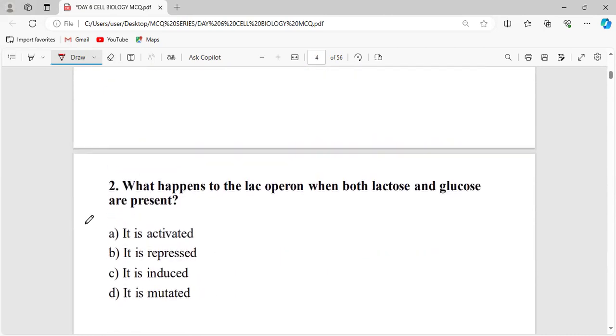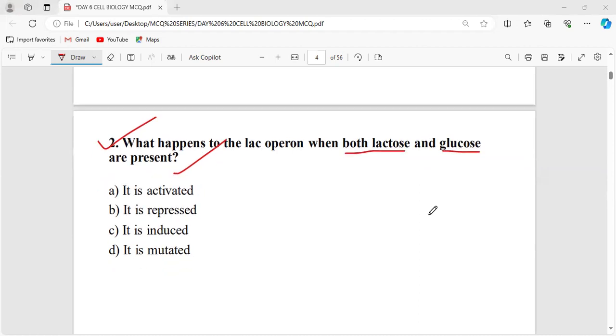Now, second question: what happens to the lac operon when both lactose and glucose are present? When both lactose and glucose are present in the medium, will the lac operon be turned on or turned off?